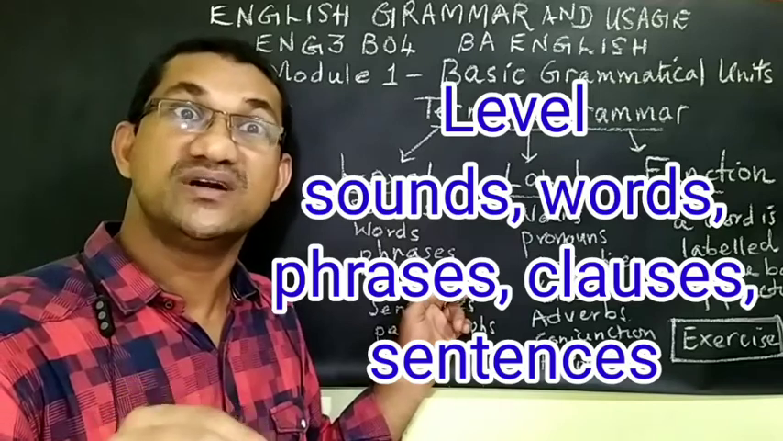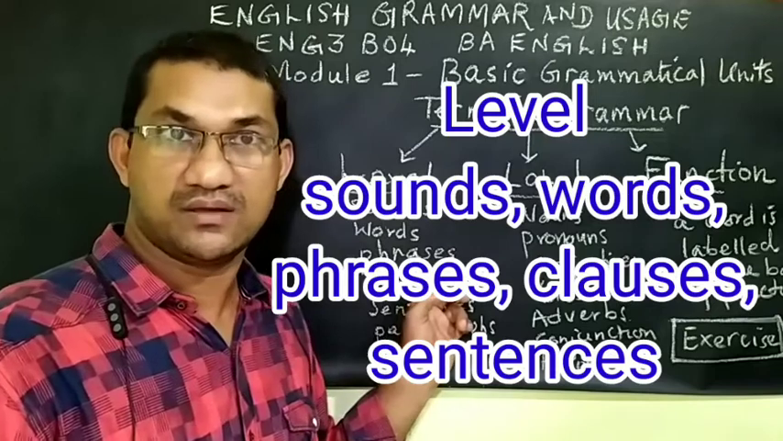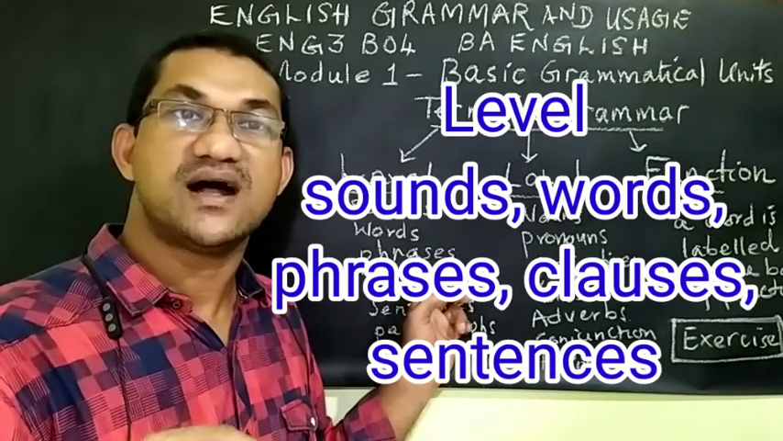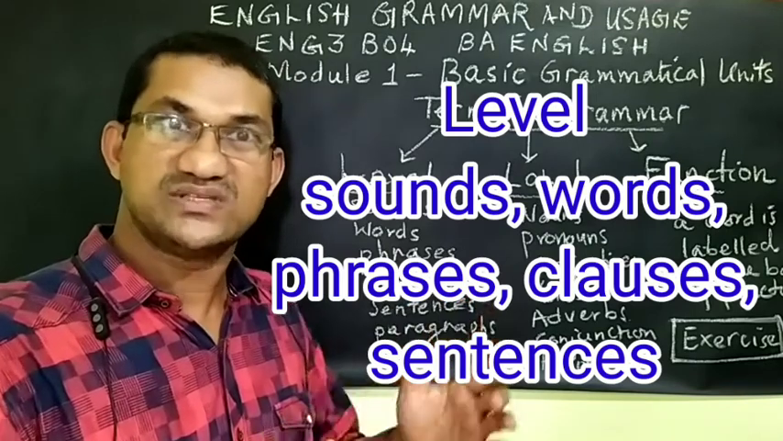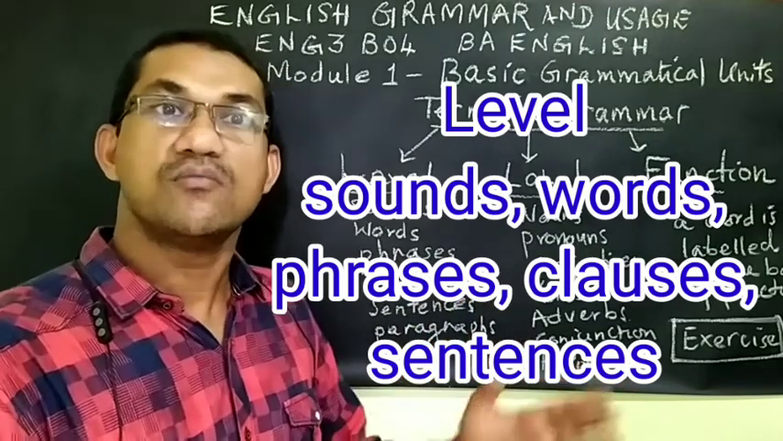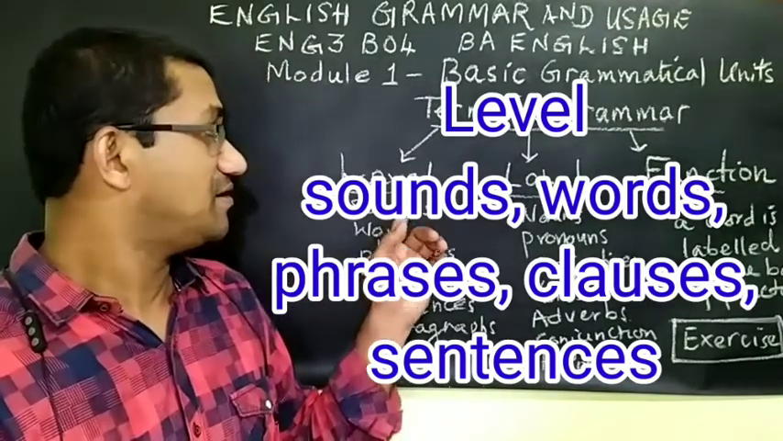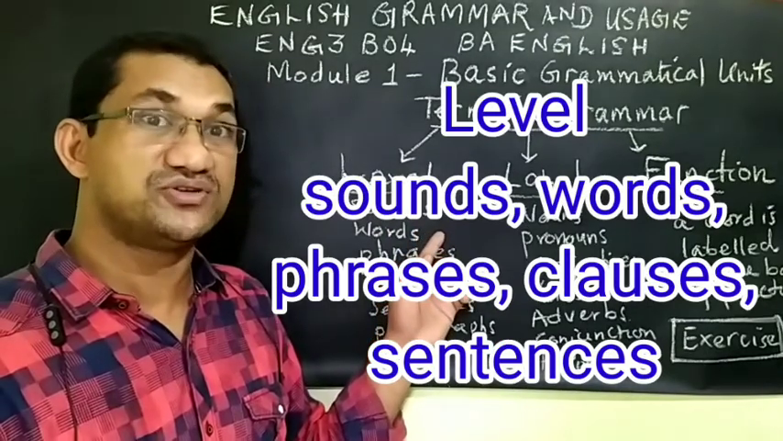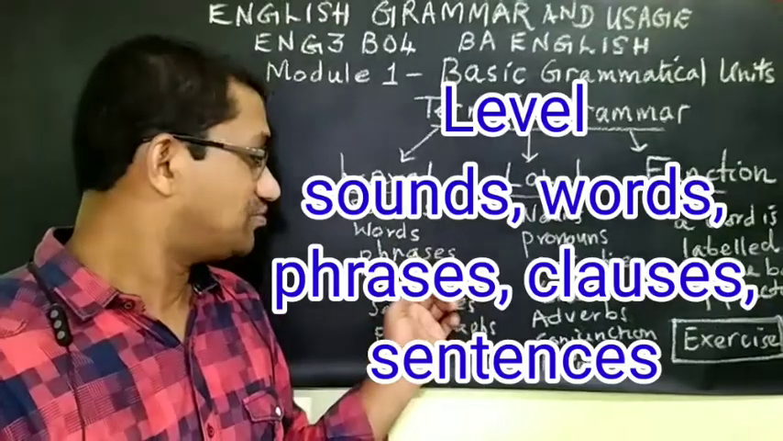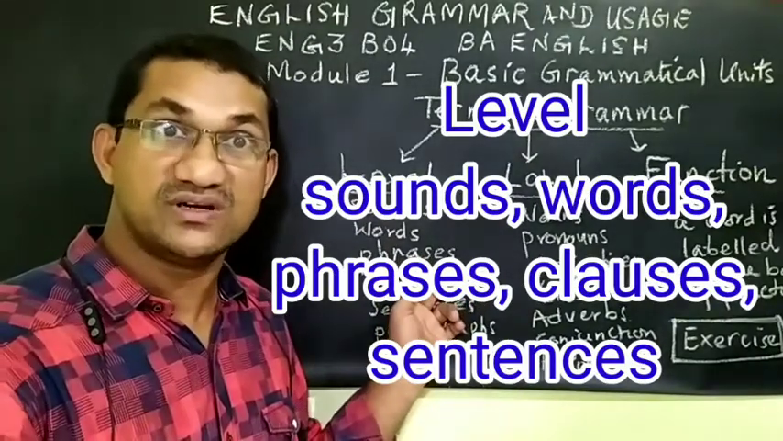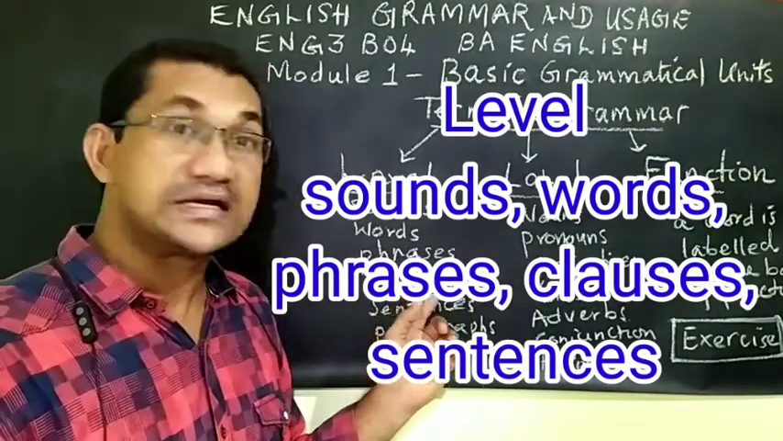Two or more words together is a phrase. He will visit us on Monday. He will is a phrase. Visit us, another phrase. On Monday, yet another phrase. So language is made of different grammatical units or terms: level 1 sounds, level 2 words, level 3 phrases, and level 4 clauses.